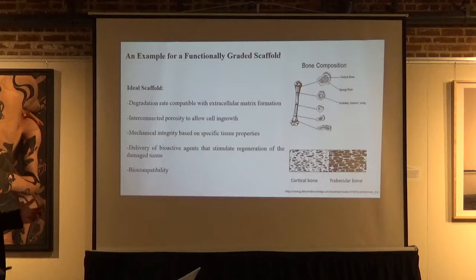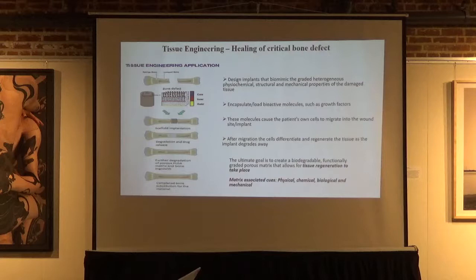So with that in mind, here is an example of a healing of a critical bone defect. Ideally, you want to design implants that biomimic the graded heterogeneous physical, structural, and mechanical properties of the damaged tissue. And you want to have that polymer carrier encapsulated with bioactive agents and molecules. Once implanted, those bioactive molecules cause the patient's own cells to migrate, differentiate, and regenerate the missing tissue.